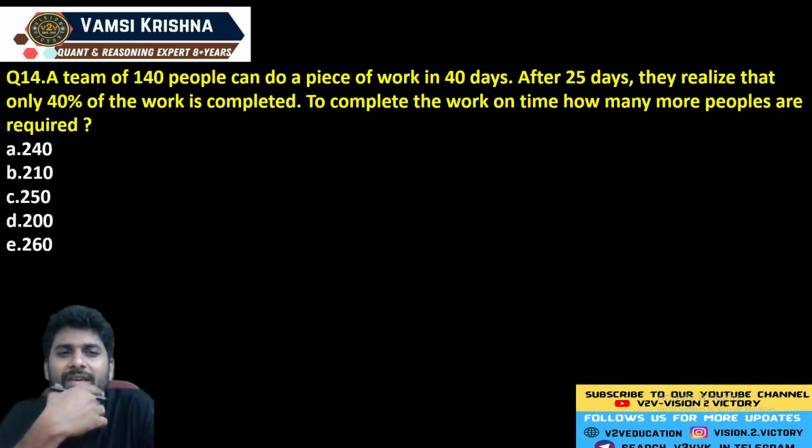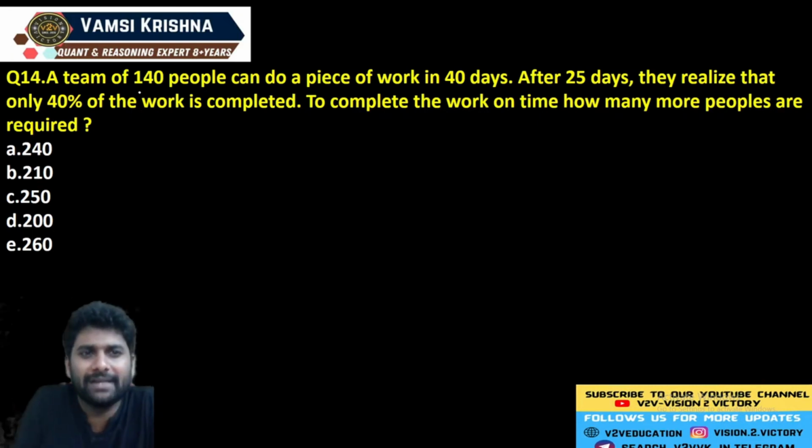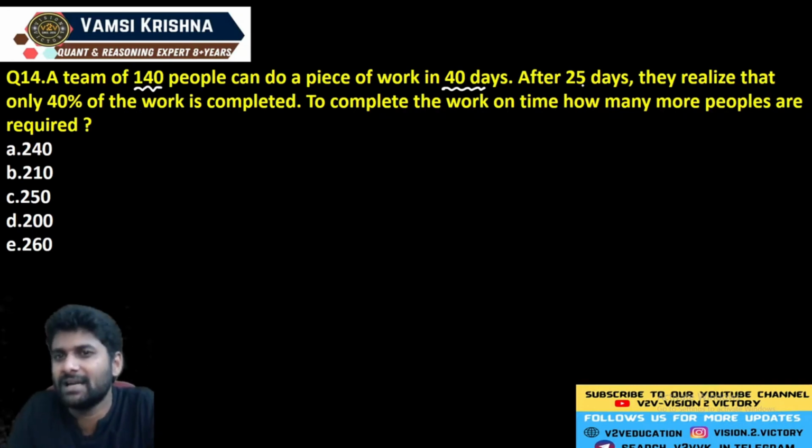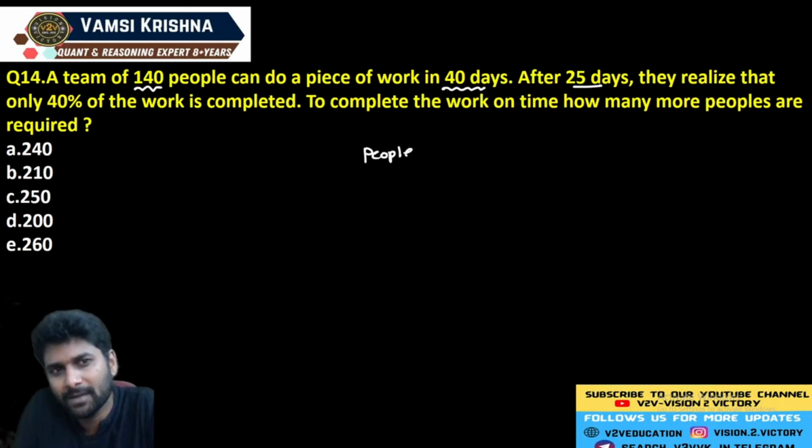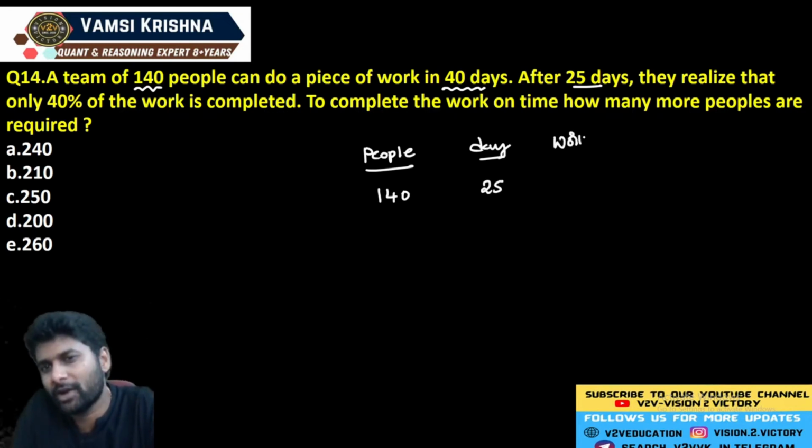See the next question. A team of 140 people can do a piece of work in 40 days. After 25 days, they realize that only 40% of the work is completed. To complete the work on time, how many more people are required? Now see, a team of 140 people can complete the work in 40 days. After 25 days, guys, for these 25 days, how many people are working? Here 140 people are working for 25 days. Now they completed how much work according to the data? They completed only 40% of the work.